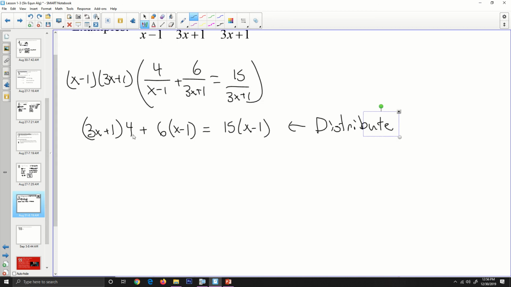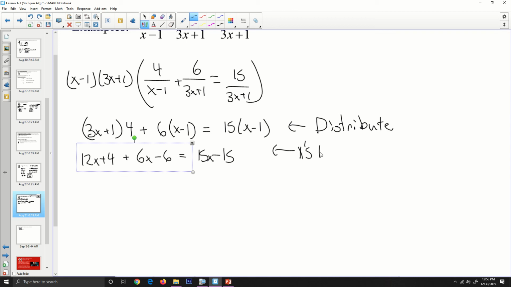And what I'll get is, when I distribute the 4, I'll have 12x plus 4. And then when I distribute the 6, I'll have 6x minus 6. And then when I distribute the 15, I'll have 15x minus 15. All right, so I'm going to move x's to the left and integers to the right.